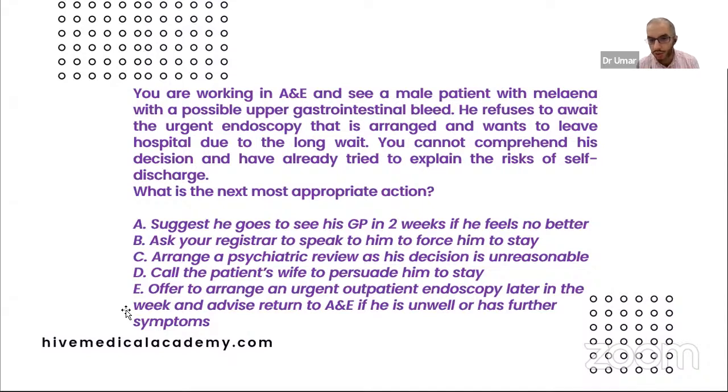A, suggest he goes to see his GP in 2 weeks if he feels no better. B, ask your registrar to speak to him to force him to stay. C, arrange a psychiatric review as his decision is unreasonable. D, call the patient's wife to persuade him to stay. Or E, offer to arrange an urgent outpatient endoscopy later in the week and advise for him to return to A&E if he is unwell or has further symptoms.